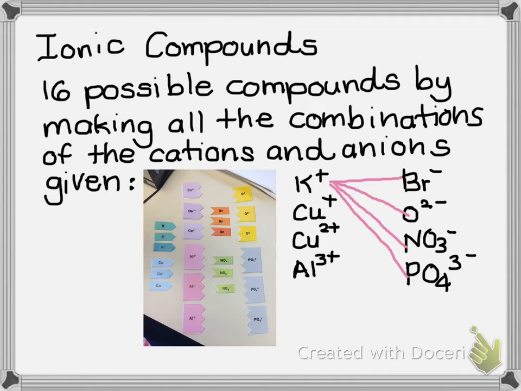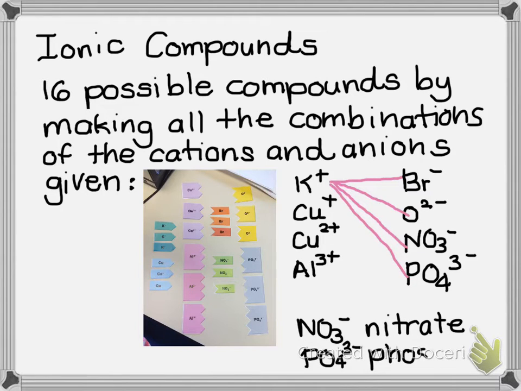And here, this nitrate and phosphate, these are the polyatomic ions that I was talking about. Nitrate is NO3 minus, and phosphate is PO4 with a charge of 3 minus. And I'm going to give you examples on the next page, but those are the two polyatomic ions.